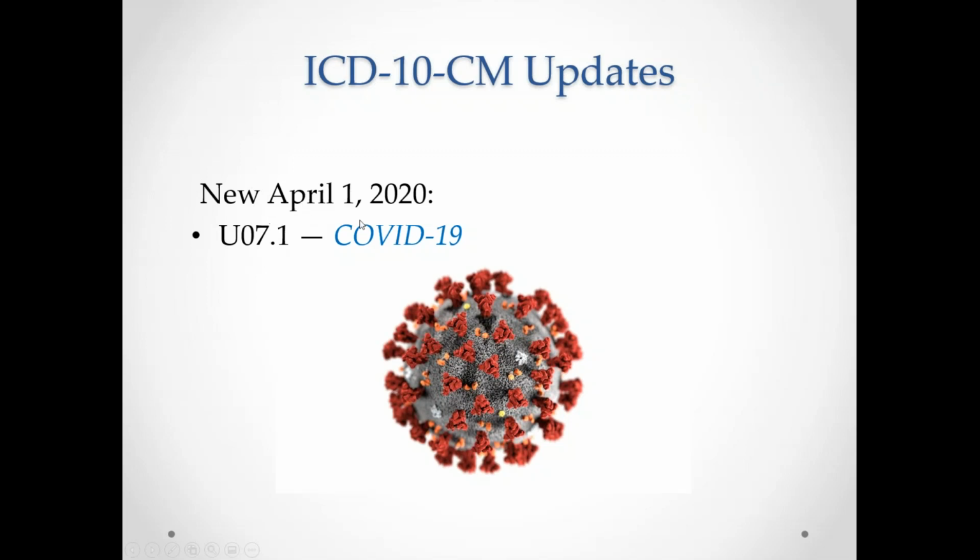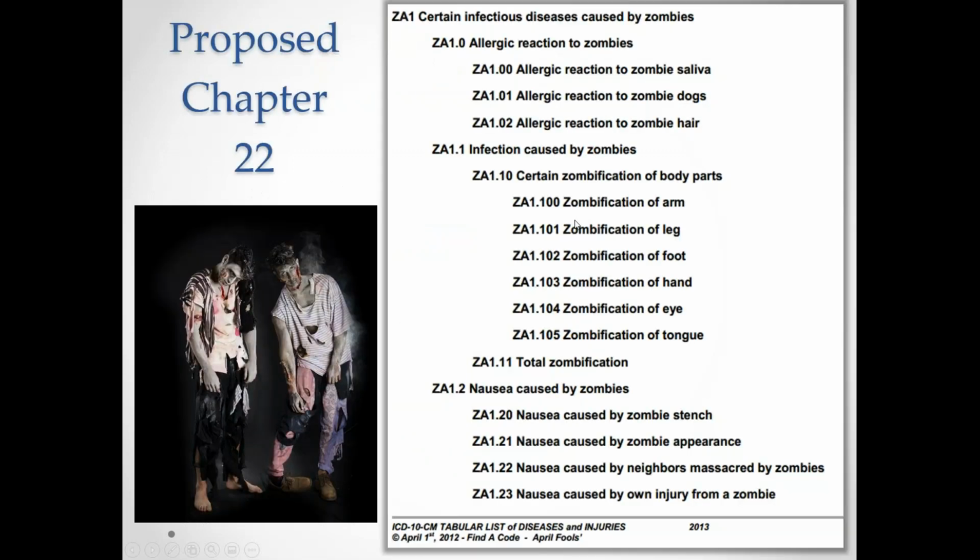You're not going to need that, but I just thought you might find that interesting. Good to know. Now there's some other codes that have been proposed. I want to share these with you. There's 21 chapters currently in ICD-10, and I'm talking about a 22nd chapter. And so here's some examples of the codes here.